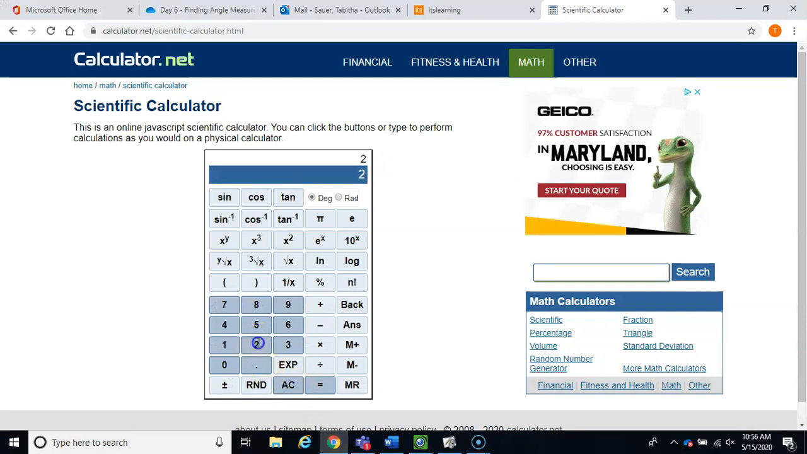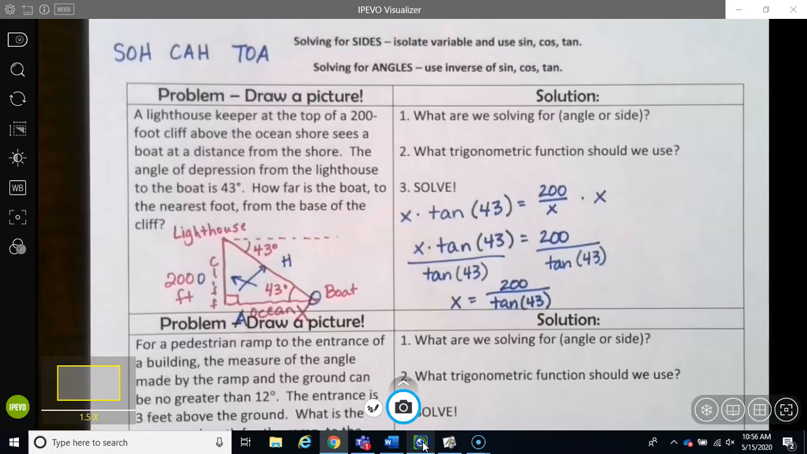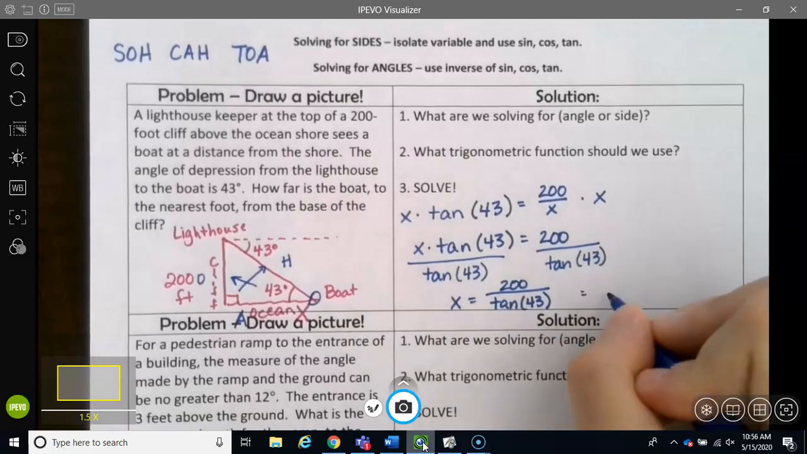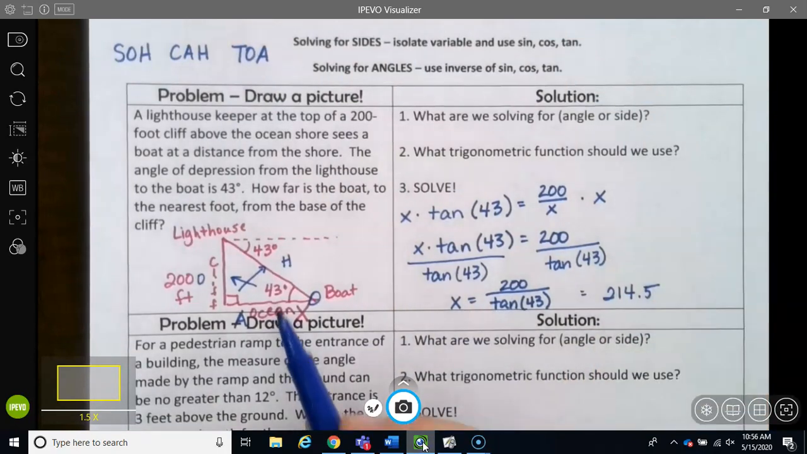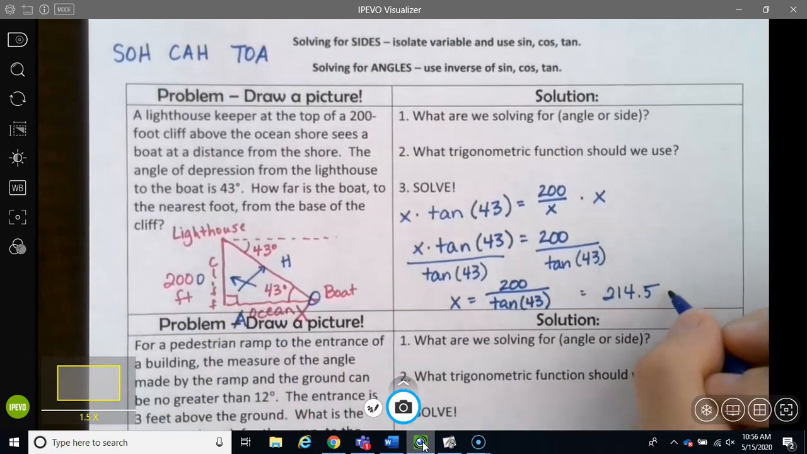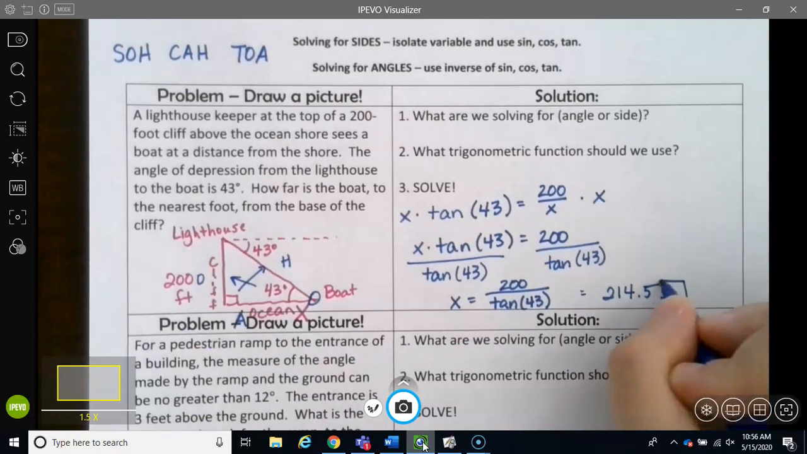Clear this out. 200, oops, not plus, clear that out again. 200 divided by tangent 43. And we get 214.5 when you round correctly. And since that was the side that we were trying to find, and our other side was given in feet, it's 214.5 feet.